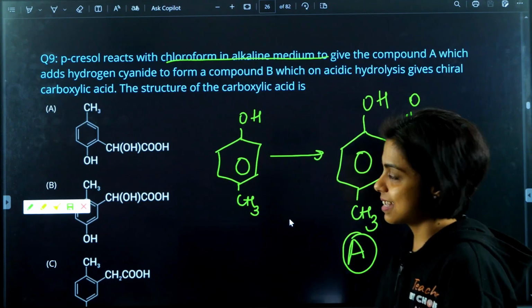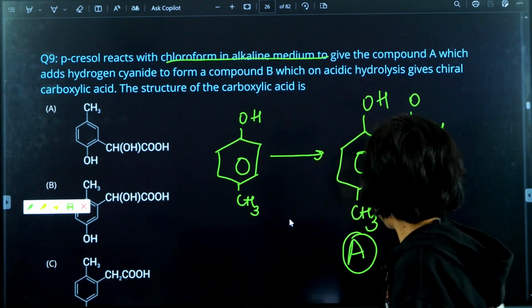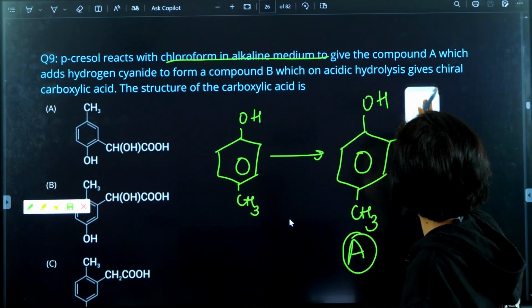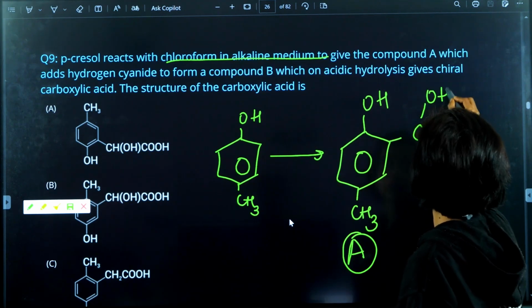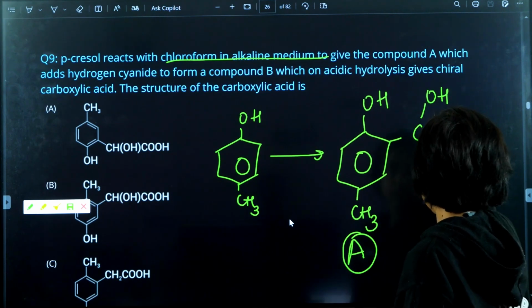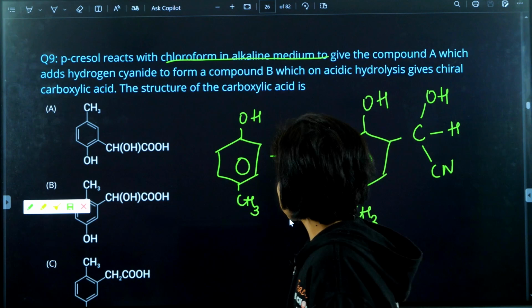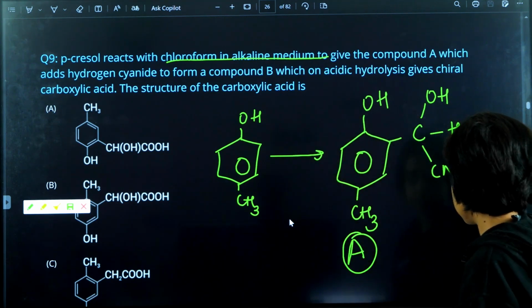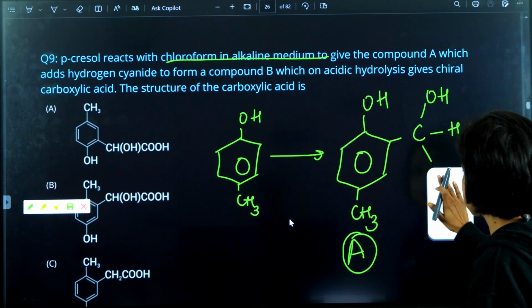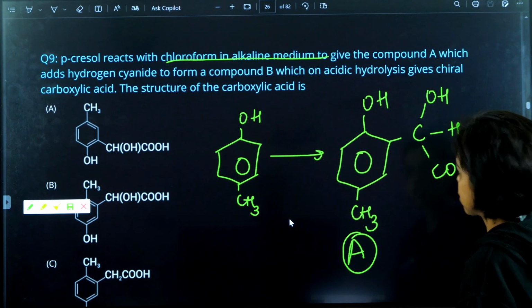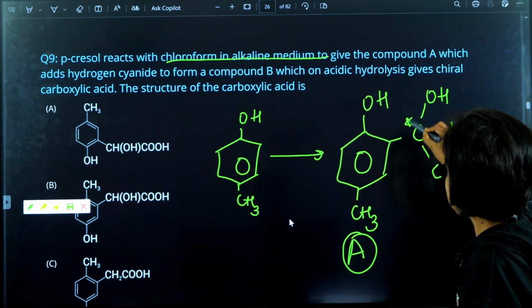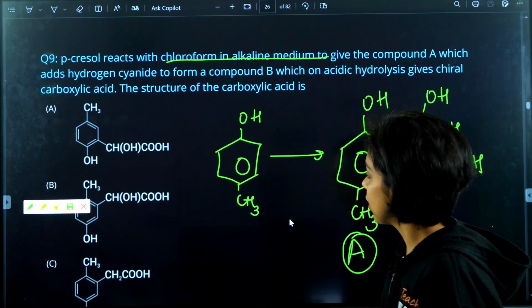Then it adds HCN, of course, carbonyl shows an addition reaction. So on this C double bond O, there is addition of HCN, right? Which on acidic hydrolysis gives carboxylic acid. Of course, cyanide on acidic hydrolysis forms COOH. And indeed, this is the chiral carbon. This is the structure of the carboxylic acid.